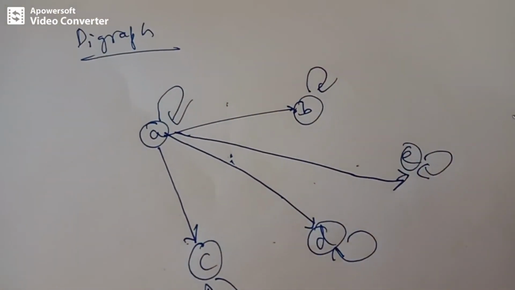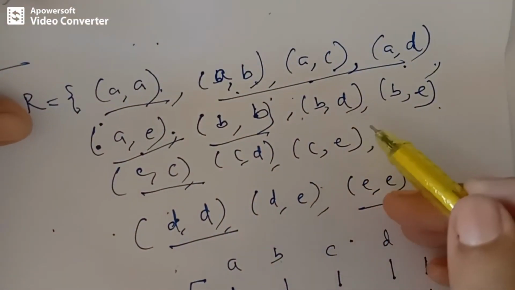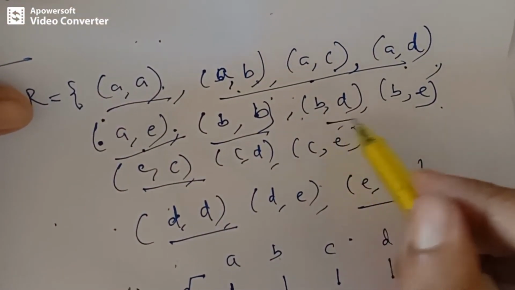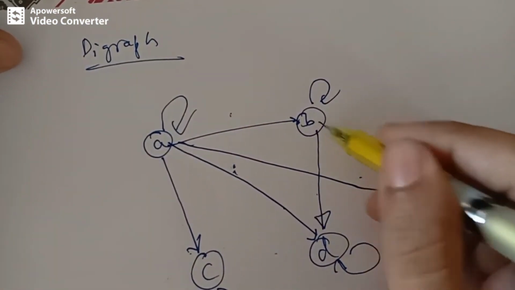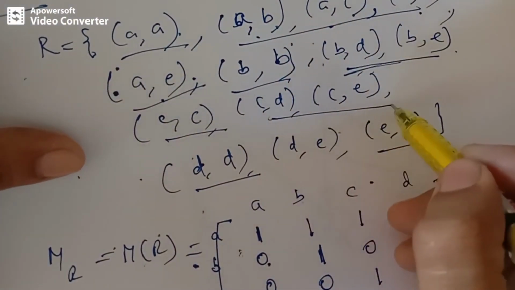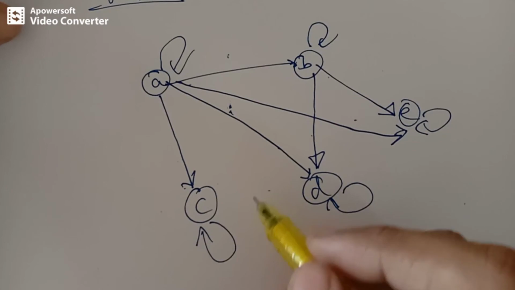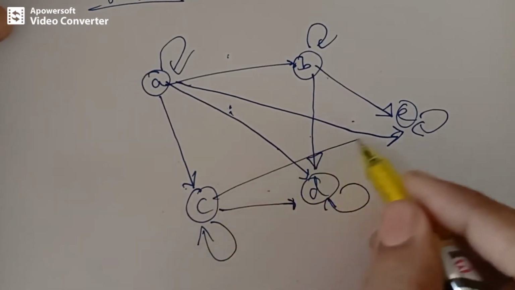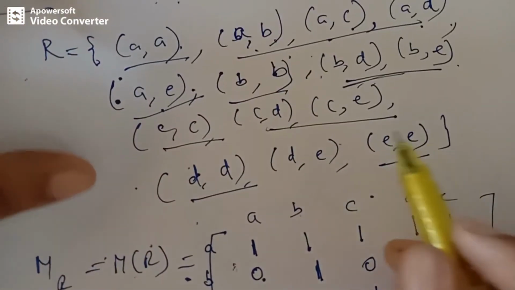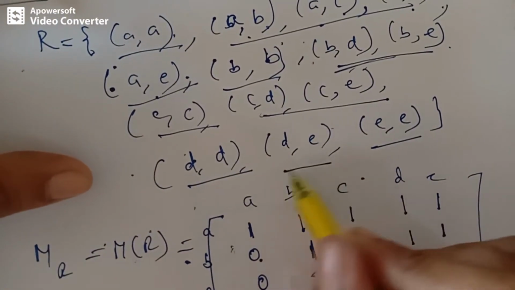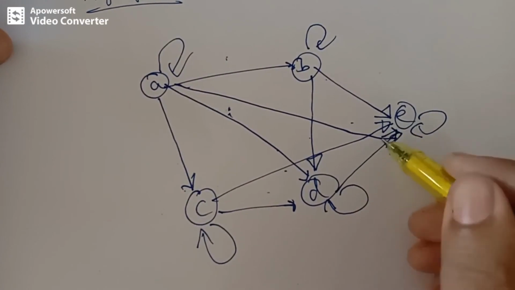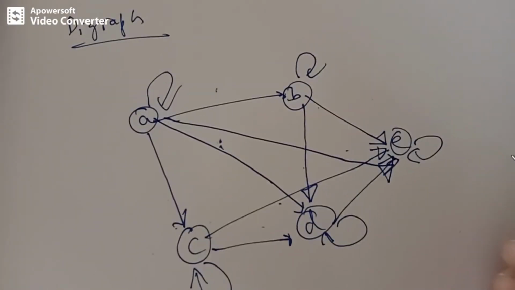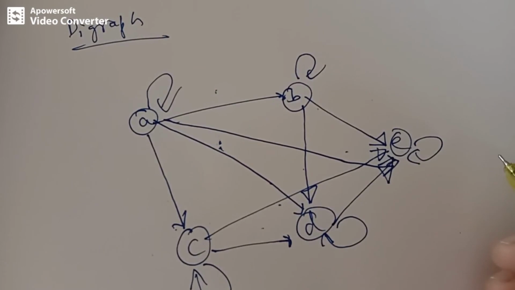After this we need to complete these pairs B, D, B, E. So let's draw this. We have got B, D and B, E. Next, C, D and C, E. Next, the last pair that we have to construct is D, E. So this is how it looks. This is your digraph basically.